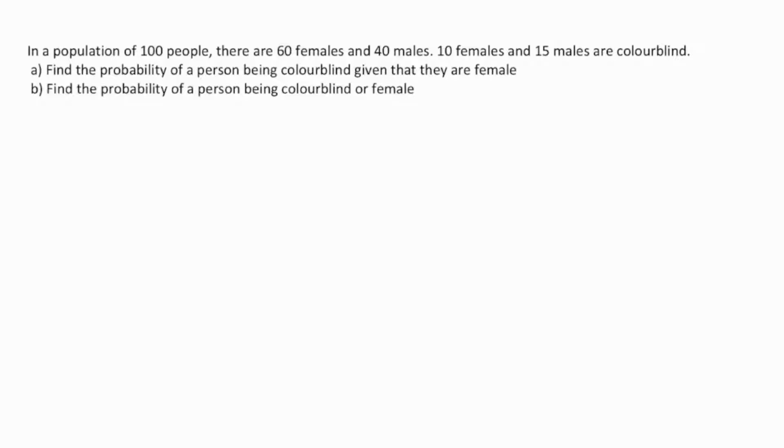So for this example, we're told that in a population of 100 people, there are 60 females and 40 males. 10 females and 15 males are colorblind. For part A, we want to find the probability of a person being colorblind given that they are female. For part B, we want to find the probability of a person being colorblind or female.